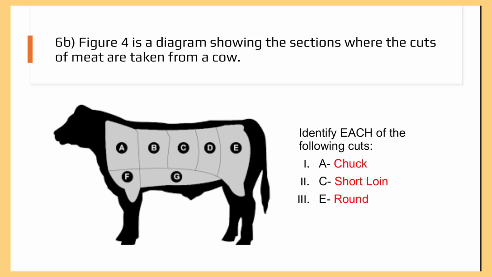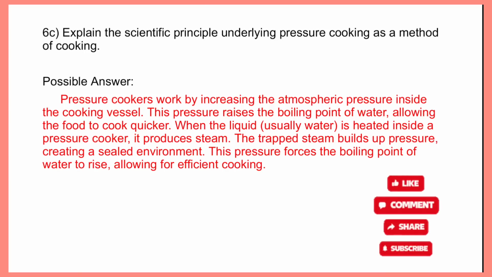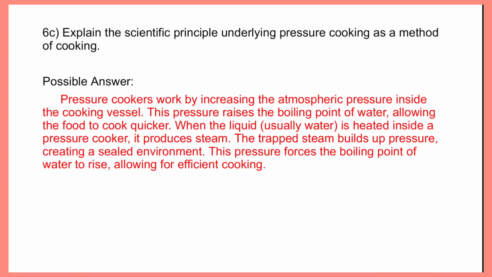Next question is worth 4 marks, and it says, explain the scientific principles underlying pressure cooking as a method of cooking. So you're basically going to be explaining what pressure cooking is and how it works. So, as a response, you could say that pressure cookers work by increasing the atmospheric pressure inside the cooking vessel. This pressure raises the boiling point of water, which allows the food to cook quicker or faster.